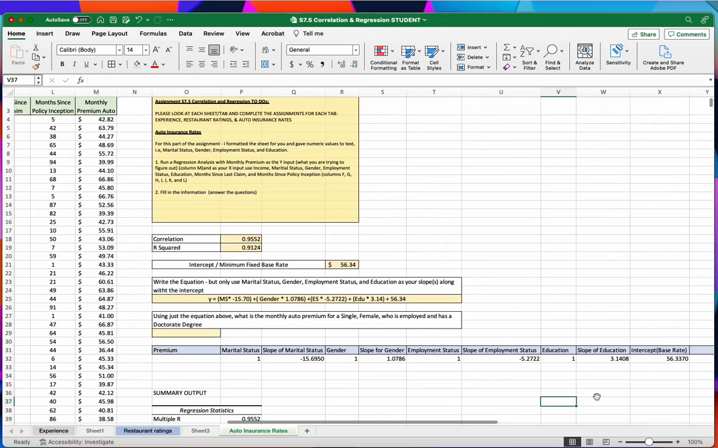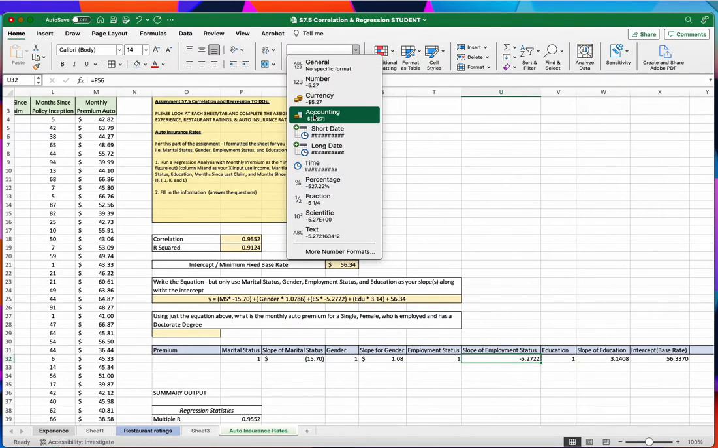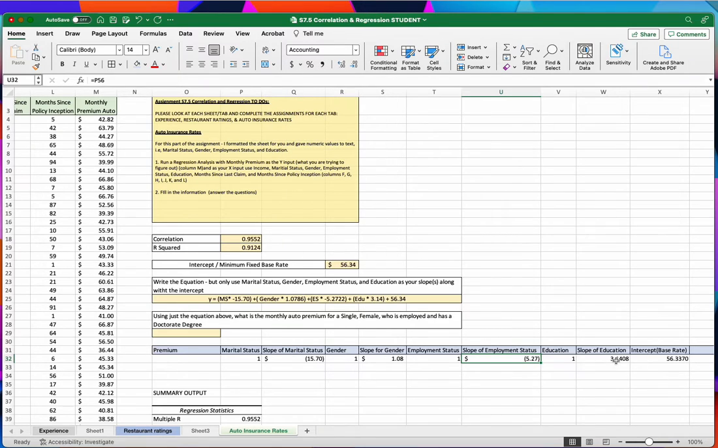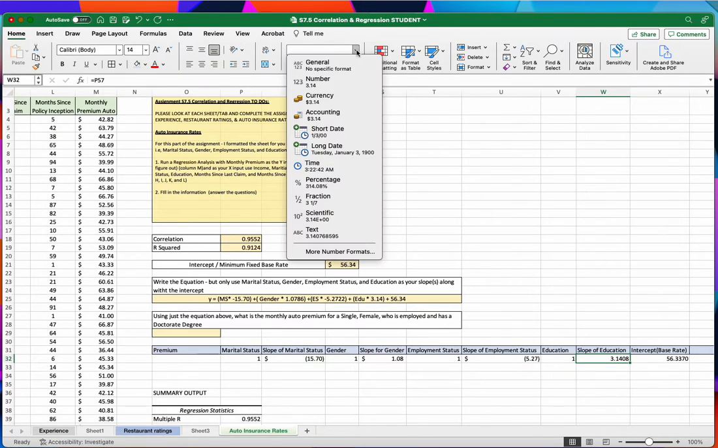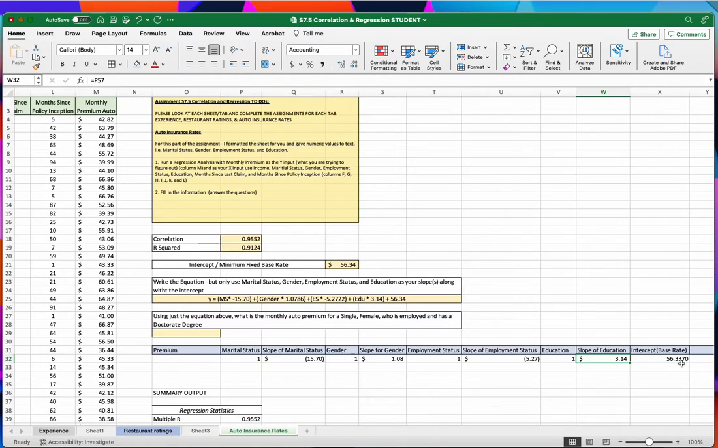Okay, and then we have our base intercept. And I'm going to go ahead and turn all of these into accounting, because all of this is based off of dollars. So each of these are accounting. I don't change the slope. Okay.